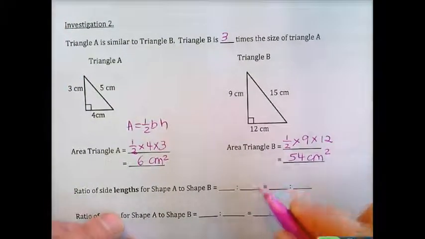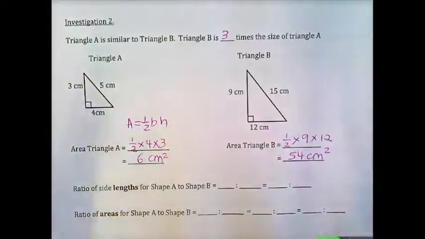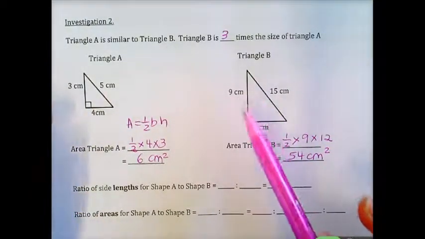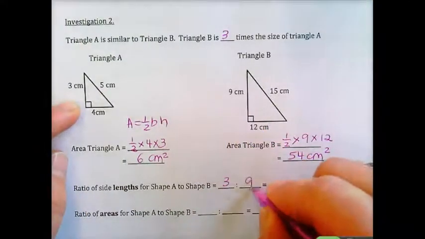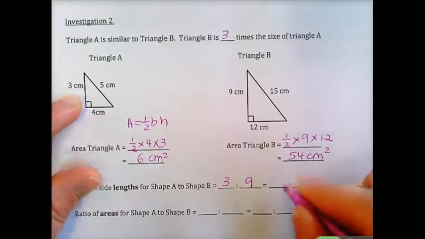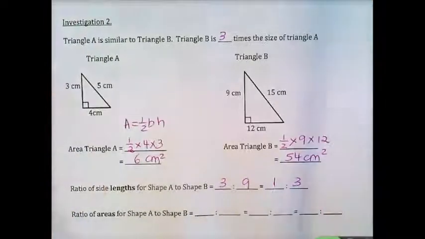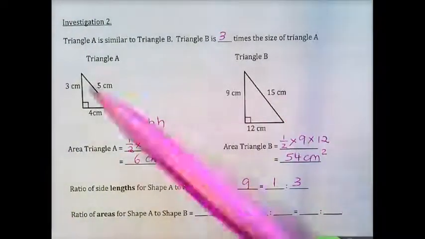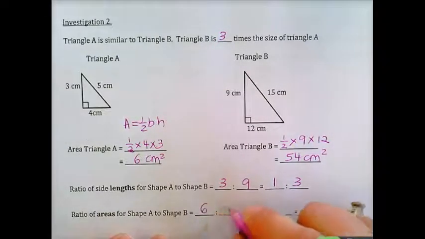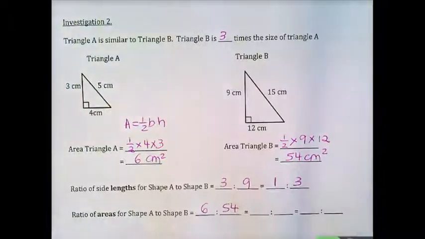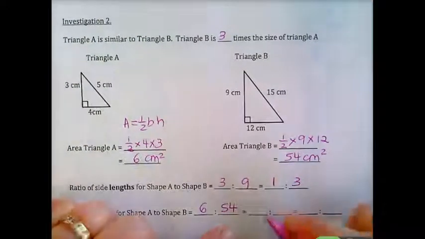So what's the ratio of the side lengths? Let's just choose any two corresponding sides. We can do 3 with 9. So the ratio of the side lengths is 3 is to 9, which is 1 is to 3. In other words, the second triangle is 3 times bigger than the first. But the ratio of the areas is 6 to 54. Now simplifying 6 to 54, we get 1 to 9.